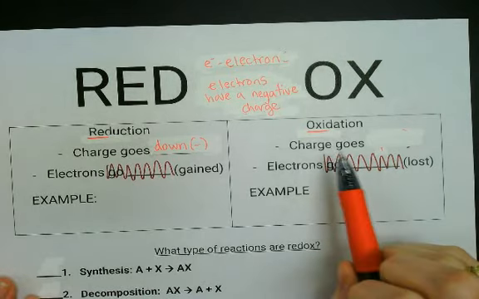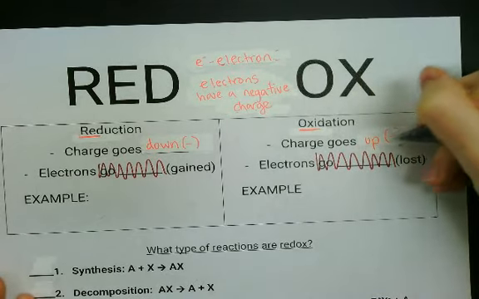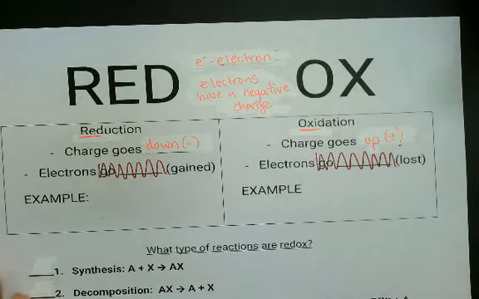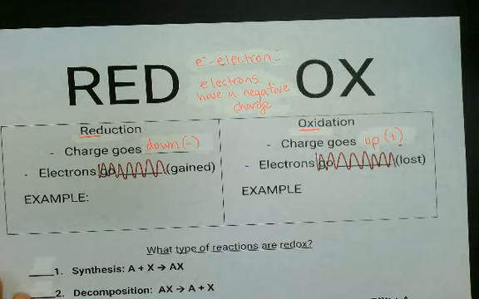On the other hand, with oxidation, you're going to want to write that the charge goes up. So your charge is going to go up when we are talking about oxidation because we are losing electrons. So we are going to lose these negative particles, and our charge will go up.